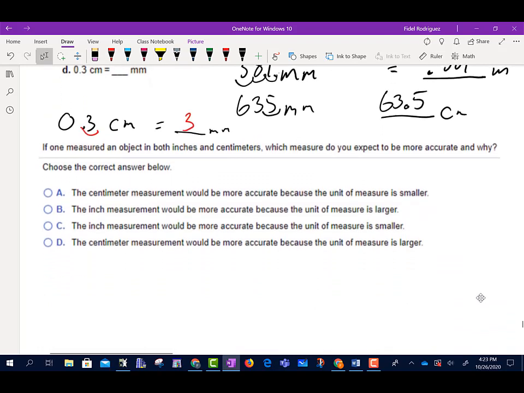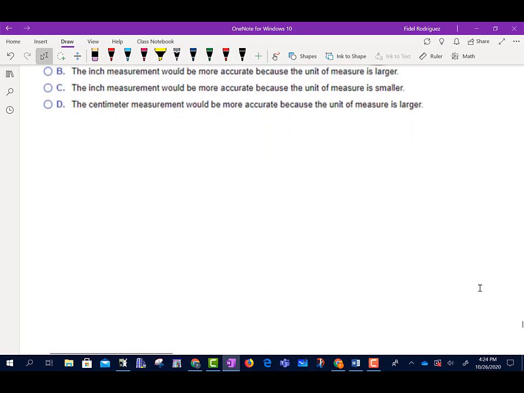All right. So the next problem that I have here says, if one measured an object with both inches and centimeters, which do you expect to be more accurate and why? And so the one that's going to be more accurate is going to be actually the centimeter, because the unit of measure is smaller. A centimeter is smaller than an inch, and so that's why that one's going to be more accurate.